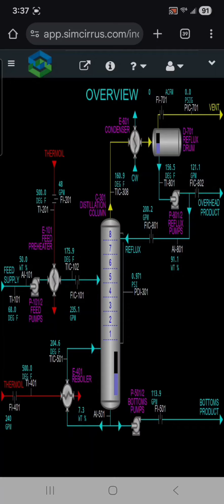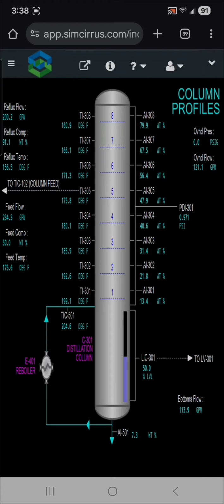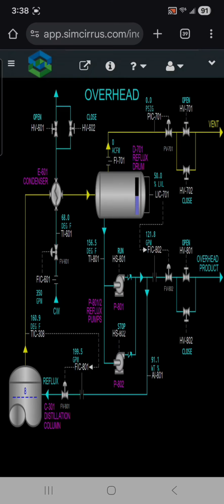Distillation is separation by boiling point. This is an example of what a board operator may see when looking at a distillation system. So the board operator will have an overview screen, a feed screen, the distillation tower, aka tower, the bottom half of the tower and what's leaving it, aka the bottoms, and the top of the tower along with what's coming out at the top, aka the overhead.